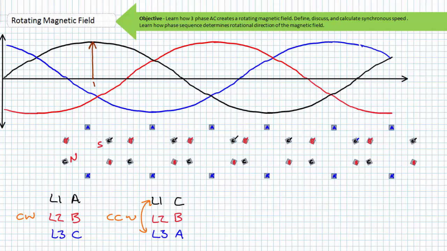If winding C now receives the black L1 phase, at the positive maximum of L1 at time T1, C will be a north pole and C prime will be a south pole. At the negative maximum of L1 at time T4, C will be a south pole and C prime will be a north pole. If winding B still receives the red L2 phase, at the positive maximum of L2 at time T3, B will be a north pole and B prime will be a south pole. At the negative maximum of L2 at time T6, B will be a south pole and B prime will be a north pole.